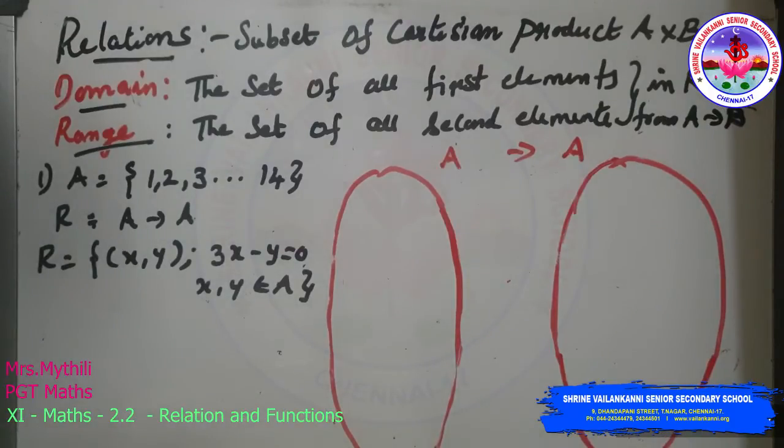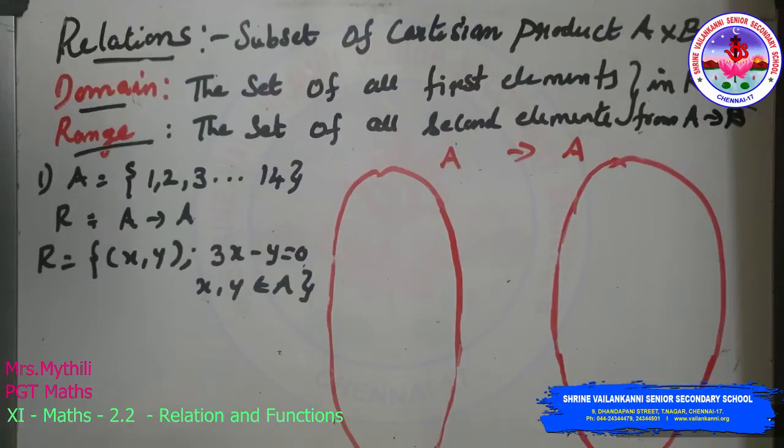A relation may be represented algebraically either by the roster method or by the set builder method. An arrow diagram is a visual representation of a relation. Now let's see what is domain and range. Domain is the set of all first elements of the ordered pairs in a relation R from set A to set B. Range is the set of all second elements in a relation R from set A to set B. The whole set B is called the codomain of a relation R.